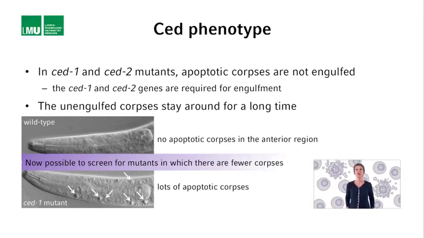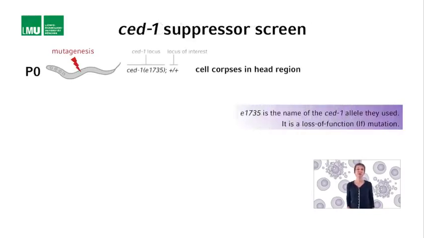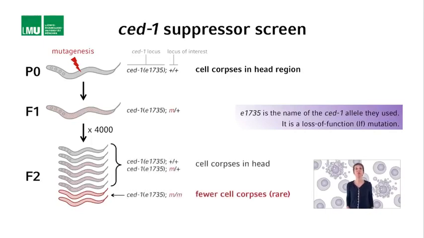For this reason, rather than mutagenizing wild-type hermaphrodites, Horvitz and co-workers mutagenized ced-1 mutant hermaphrodites. And they used hermaphrodites homozygous for the ced-1 allele e1735 in particular. They allowed the P0s to reproduce as well as their F1 generation. The resulting F2 generation, they then screened as L1 larvae, and they screened for L1 larvae that had fewer apoptotic corpses in the head region.